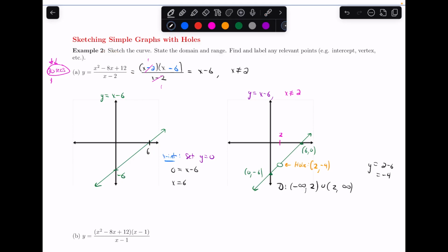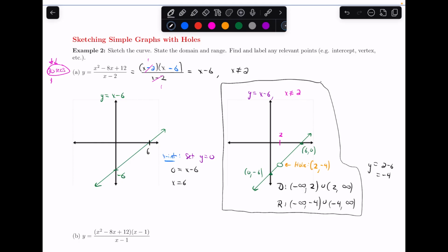My range, my y values. I'm skipping -4 because I have this hole here, but anything below -4, I hit that y value. Anything above -4, I also hit those y values. So the range is -infinity until -4, I'm going to skip -4 and then go onwards to infinity. And I think we got it. We got the graph of our function. We got the hole. We got the domain, the range. And that's how we do it.